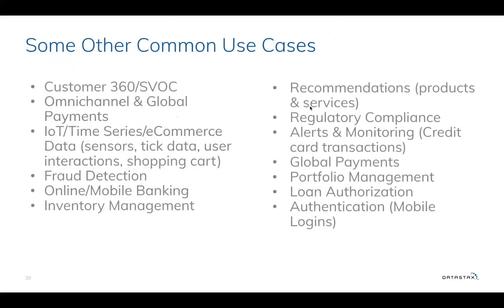And these are some other common use cases that we've seen in the customer space. Customer 360 is very popular with our graph engine. We have a lot of use cases in the payment space where organizations process parts of the payments workflows on top of Cassandra and DataStax. Cassandra is also known a lot for its IoT and time series use cases. You can think from an e-commerce perspective, your shopping cart experience possibly. But if you really want to think pure IoT, maybe sensor tick data also plays a key role there.